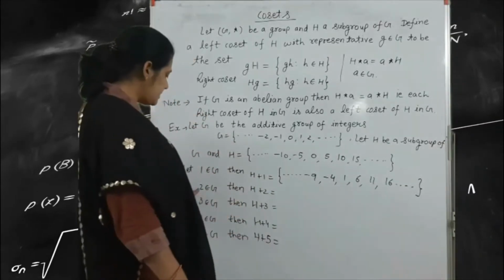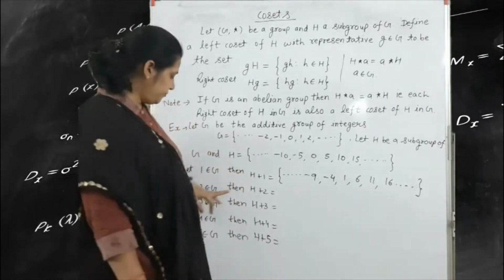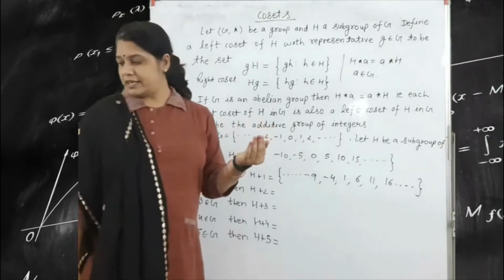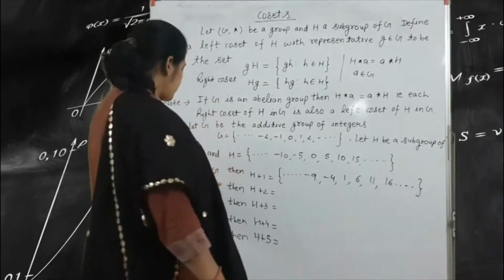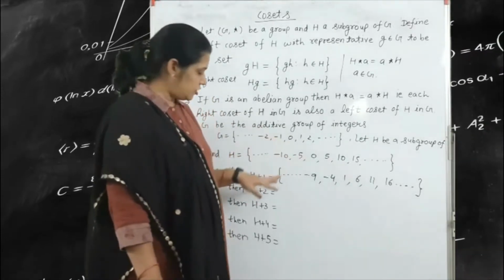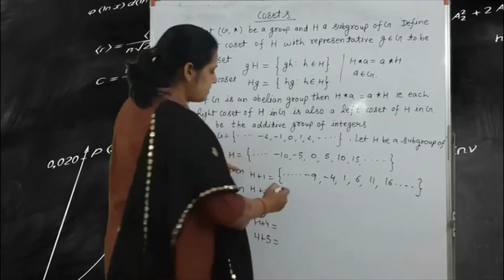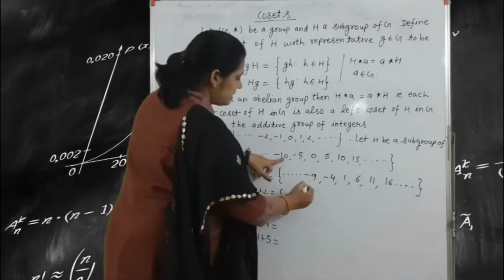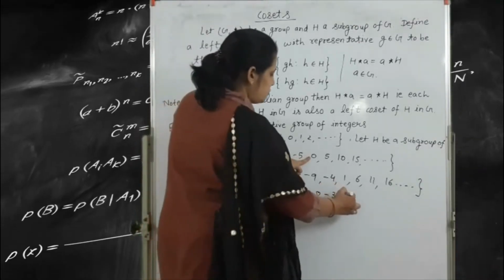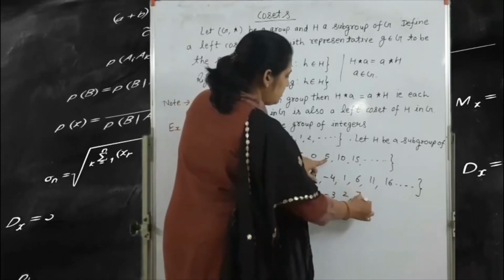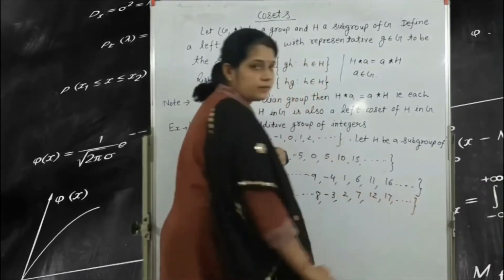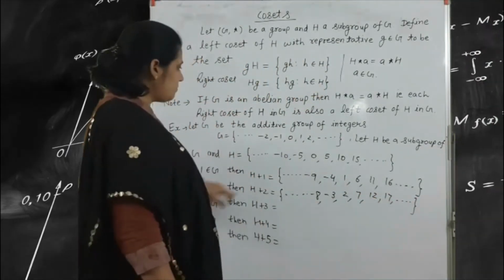Okay, next one is if 2 belongs to G. Yes, 2 belongs to G because G is minus infinity to plus infinity. So 2 belongs to G, that means according to your subgroup set, H plus 2. That means here minus 8, minus 3, 2, 7, 12 and 17. Got it? Next one is 3 belongs to G.